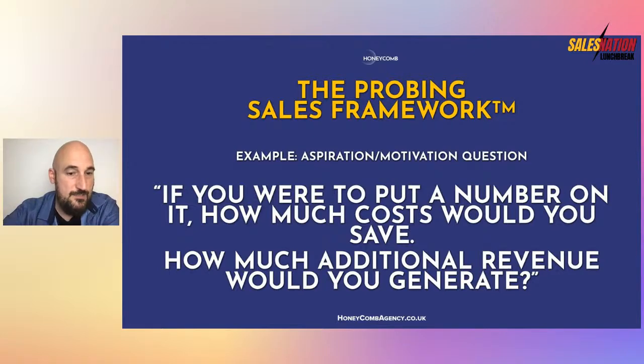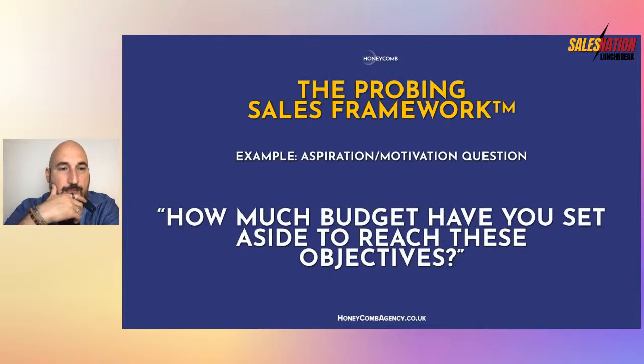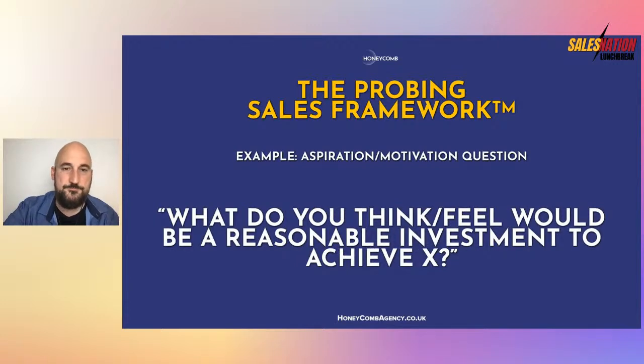And then we get a response again. And hopefully it's a response with a number attached to it. And then something that we would ask is, well, okay, you want to generate, let's say, an additional £1 million in revenue per annum within the next 12 months. Okay, how much budget have you set aside to achieve these goals? And then the response is either, I don't have any budget yet, or, okay, we have 10 or 20% of that set aside. So let's say 100,000 or 150,000, whatever it is, right?